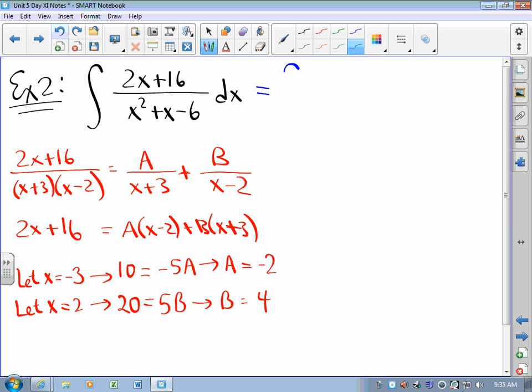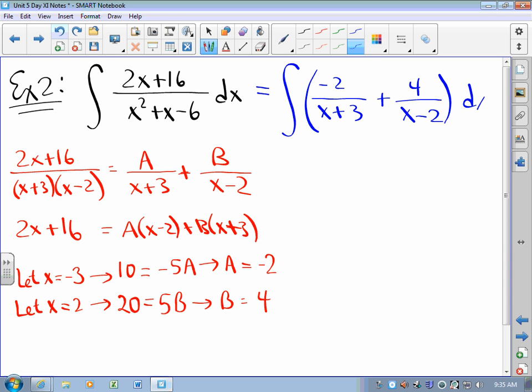It means that that black fraction at the top is the same as negative 2 over x plus 3 plus 4 over x minus 2 dx. And so we can take those one term at a time. This is negative 2 natural log of the absolute value of x plus 3, plus 4 natural log absolute value x minus 2, plus a constant. Now that's not the way you're going to see it in the back of the book.